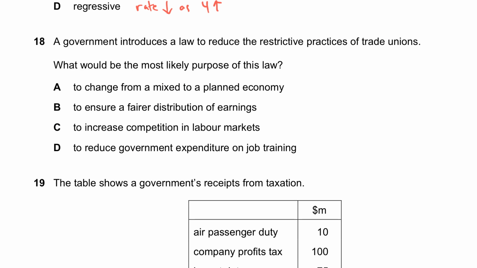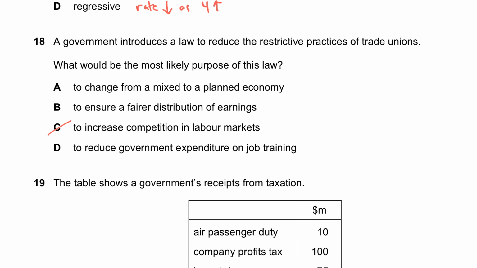Question 18 says the government introduces a law to reduce the restrictive practices of trade unions. What would be the most likely purpose of this law? If the government is trying to restrict the power of trade unions, they may want trade unions to not affect labor wages, or they may want to increase competition in the labor market, that is, allowing the market forces of demand and supply to operate more freely. And that's why C is the right answer. But let's look at other options as well. In A, it says to change from a mixed to a planned economy.